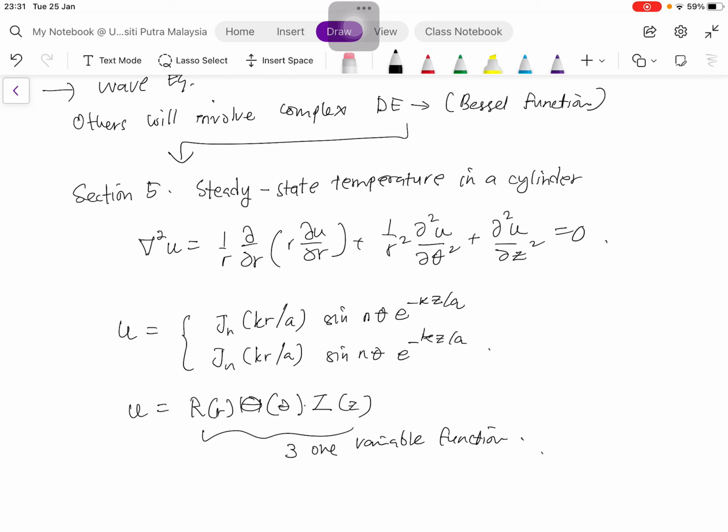Alright, so that's all. That covers the PDE. So the concept should be workable on the rest of the PDEs, but I'm not looking at the details of finding the solutions. Okay. Right. Thank you.